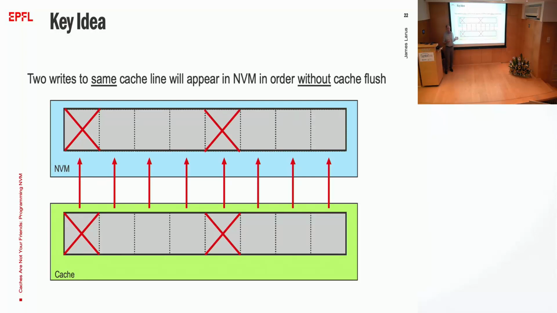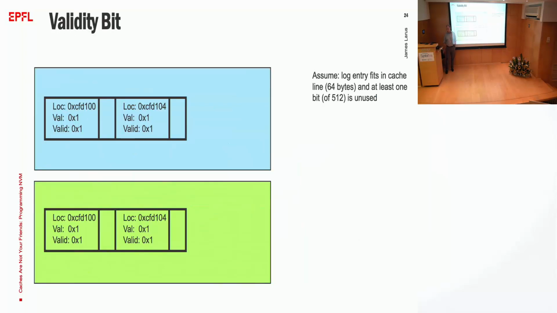It doesn't matter what happens. We don't even need to do an explicit flush. If the cache flushes it to main memory, it will preserve the order of those 2 writes. And this is a key property, and one that we're going to take advantage of in a couple of different ways. The first way is we're going to stick a valid bit in there. So basically assume for now that in the log entry we can find an unused bit and we can use it as a valid bit.